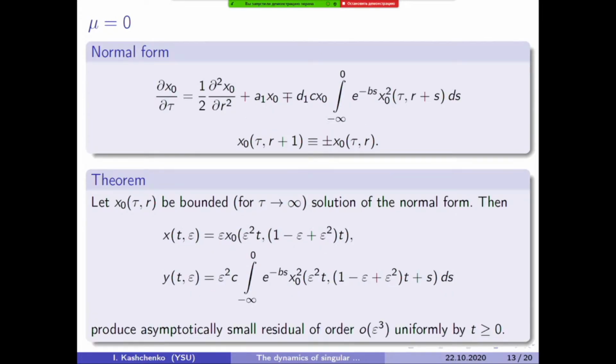In the situation when mu is equal to 0, the analog of that normal form has this form with an integral part, and again it is a parabolic equation. And the same theorem takes place.